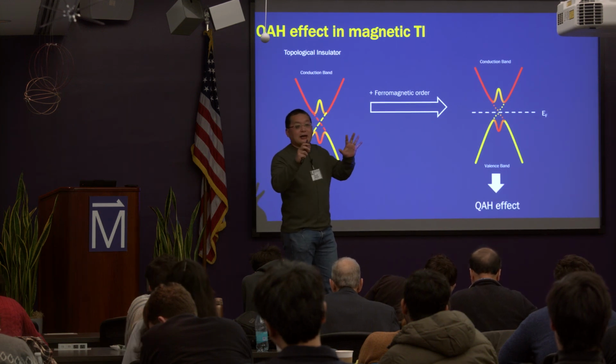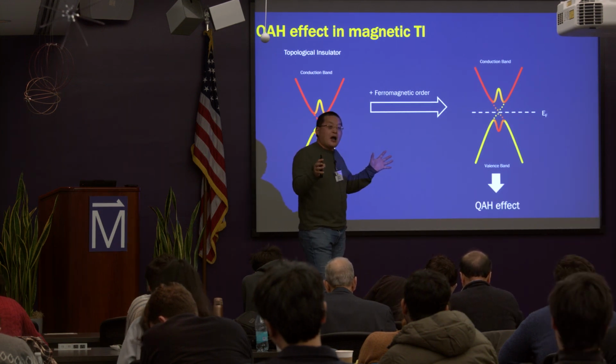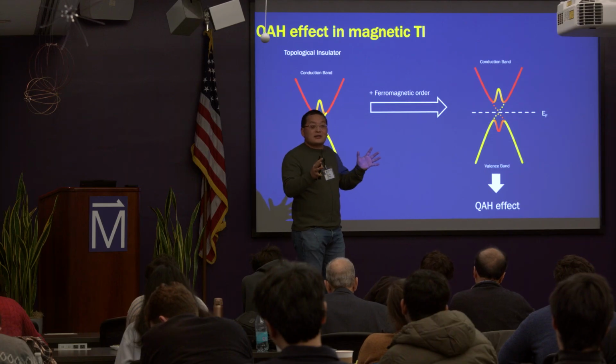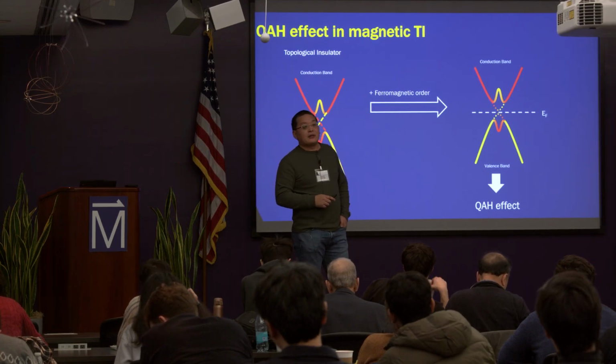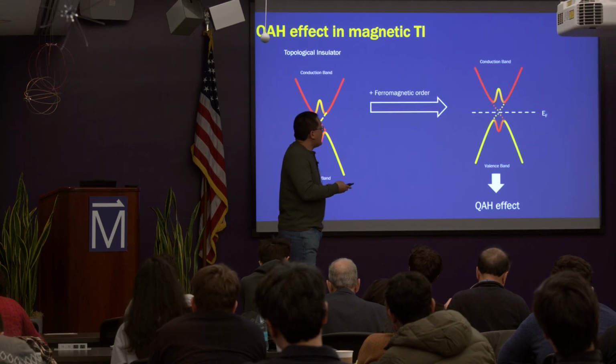So this is the theoretical picture of why we use topological insulators for the realization of the quantum anomalous Hall insulator.